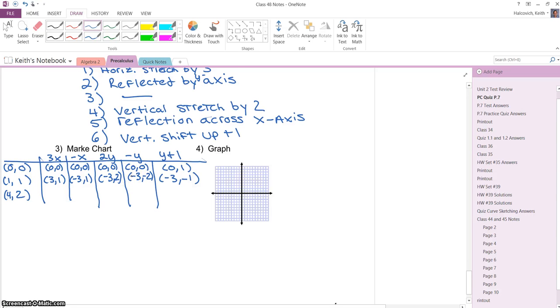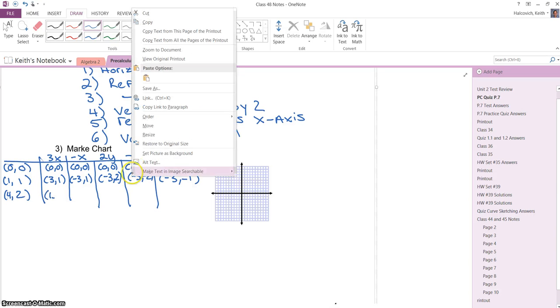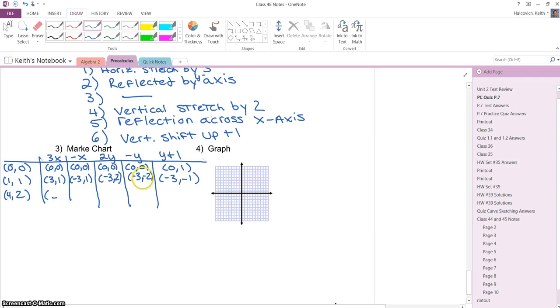And then for 4, 2, 3 times 4 is 12. And then the opposite of 12 is negative 12. And then for y, 2 times y is 4. Opposite of 4 is negative 4. And then plus 1 is negative 3.